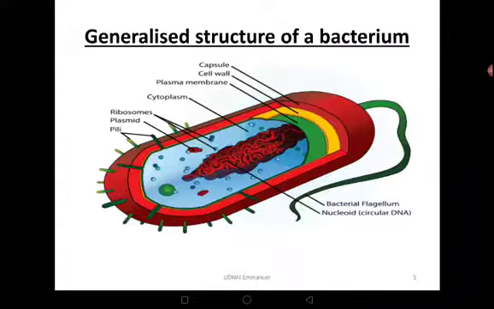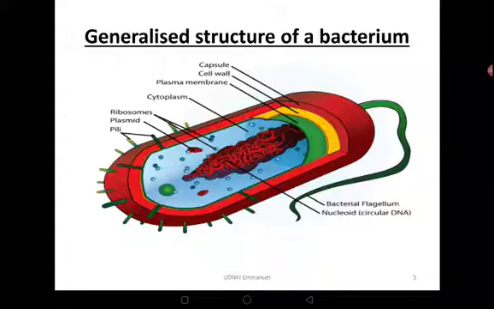So let's look at the generalized structure of the bacterium. One is called a bacterium, and many are called bacteria. So the bacterium is what you are seeing there. When you cut through its cell, you will be able to see those structures. The outermost part you see is called the capsule, sometimes called the slimy capsule. It's made up of a mucus layer, usually for protection.